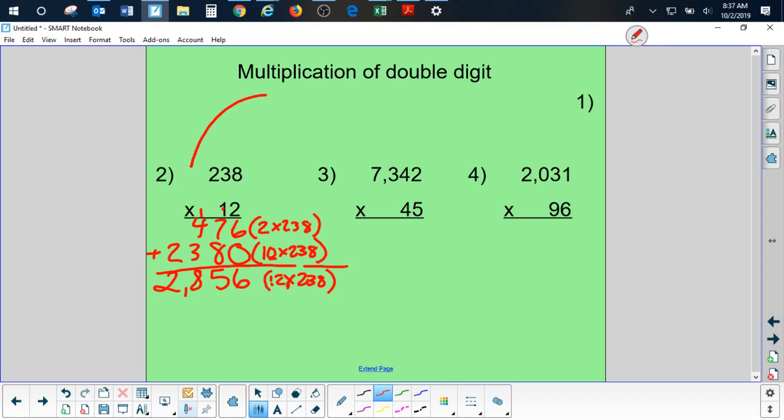Again, if we estimated first, I would have 200 times 10 as my estimation. So there's 3 zeros, and 1 times 2 is 2. My answer should be somewhere around 2,000, which is looking good.